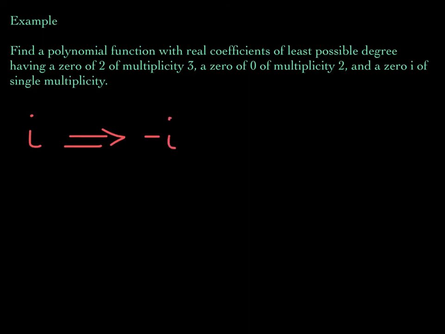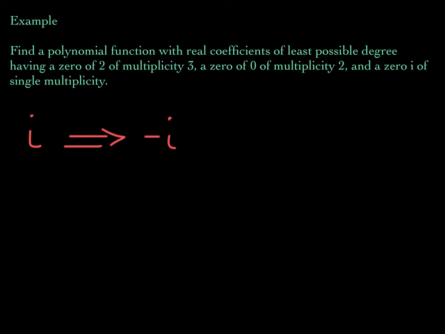Okay, so let's count how many zeros we have now. 1, 2, 3, 4, 5, 6, 7. If you notice, I counted each zero according to its multiplicity. In other words, 2 is a zero of multiplicity 3, so you must count it 3 times. So that's 1, 2, 3, 4, 5, because it's multiplicity 2, 6, and 7. So the least possible degree here is going to be 7.